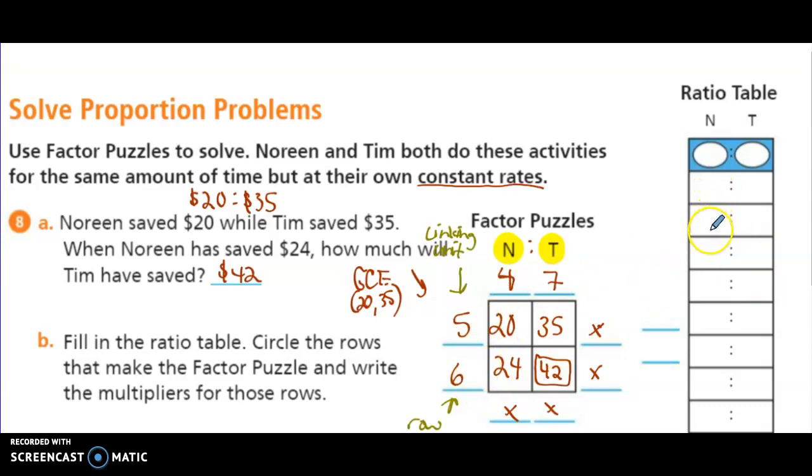So count down 1, 2, 3, 4, 5. And then this is row 6, so this needs to be 20, and this needs to be 35. This answer is 24 to 42, that's the ratio for that row. Remember these circles, that's the basic ratio, or the ratio in lowest terms using Get More Math language.